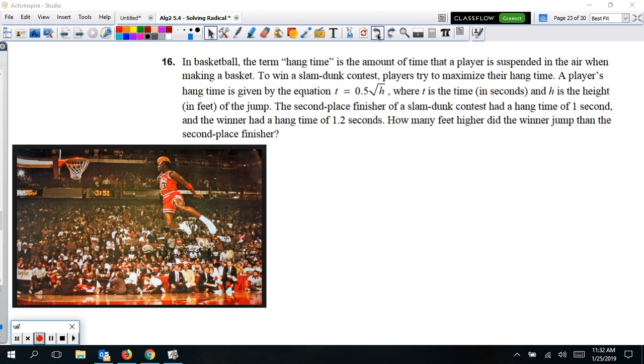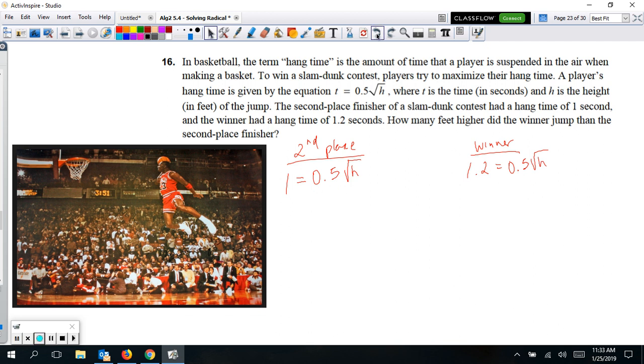Okay, so we want to kind of make two columns here, one for the second place finisher and one for the winner. So we want to plug in the information for each one. For the second place one, his hang time was 1 second. So we were trying to solve for h. We're trying to find what the height of his hang time was. So 1 is the time, so it's 0.5 times the square root of h. We're going to be solving for h there. And then for the winner, it was 1.2 for time, and so it's 1.2 equals 0.5 square root of h. So we're just going to solve each one of these separately.